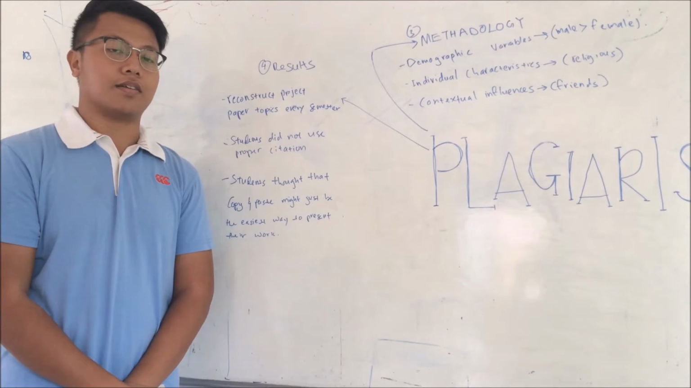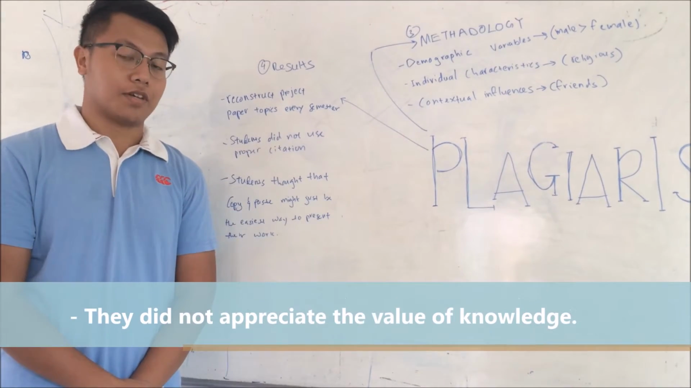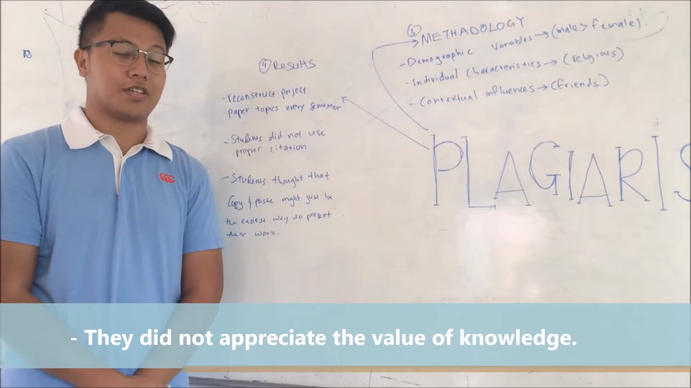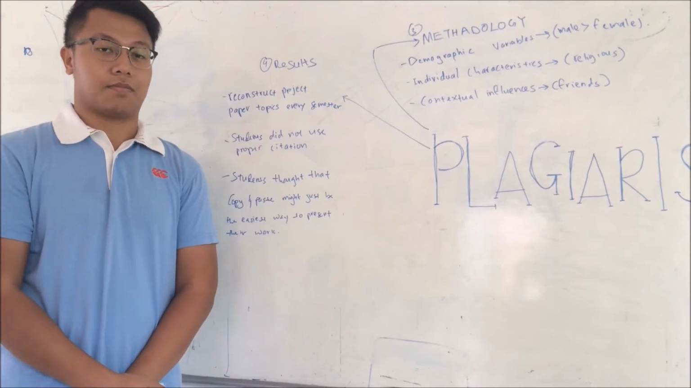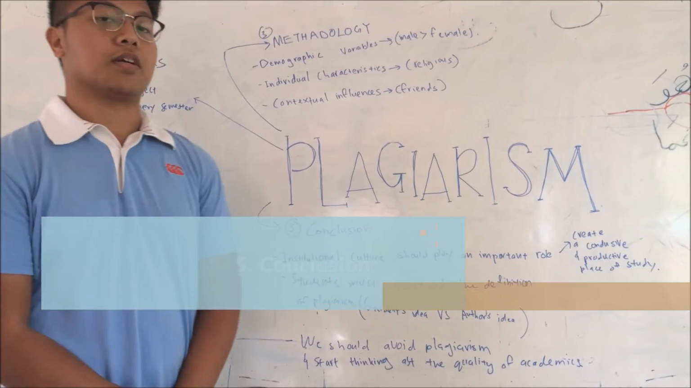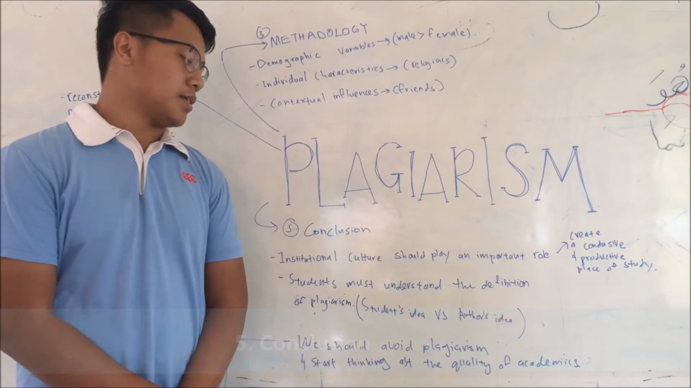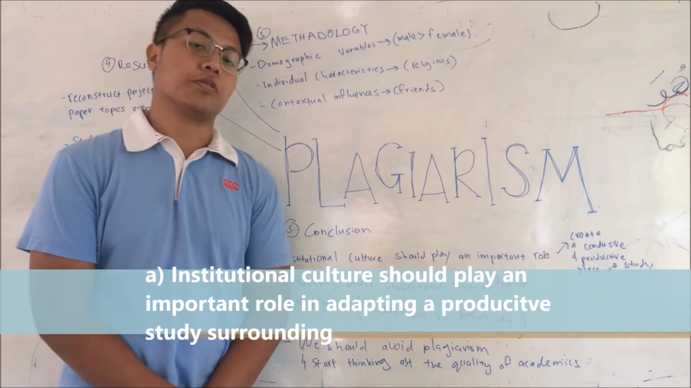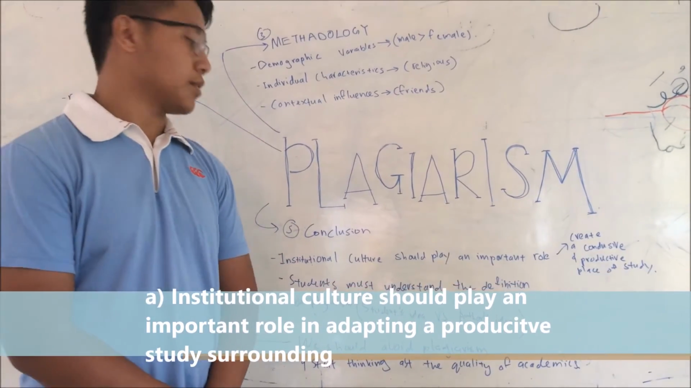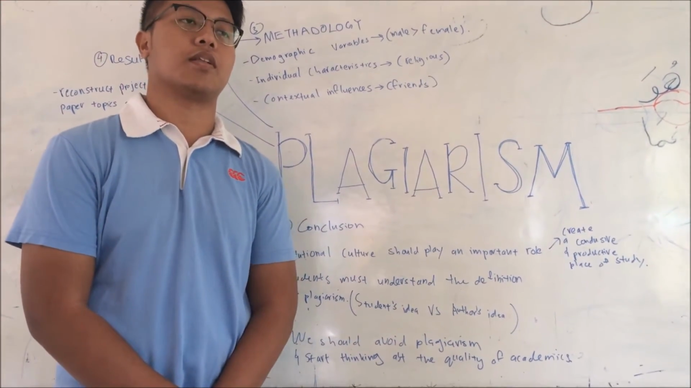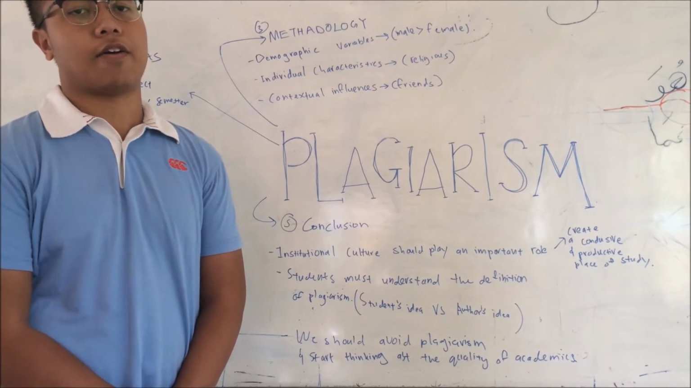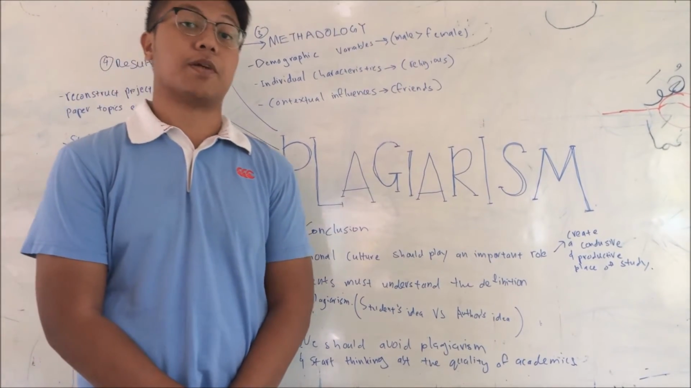They didn't understand the quality of the academic work, rather they decided to finish their course in a matter of time. So lastly, we'll be presenting the conclusion from our topic, that is plagiarism. The first part is that institutional culture should play an important role in producing a more conducive and productive way so that students will not have the attitude of plagiarizing.